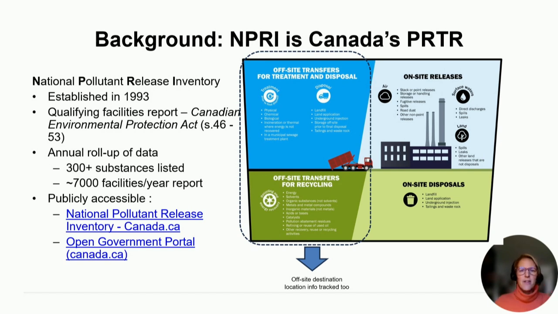The figure on the right here describes the categories of data that the NPRI collects, and I'll just draw your attention to the fact that NPRI also collects information on the offsite destination locations for transfers. So we can use that to see where waste is going. And of course, all the data is publicly accessible, and here are a few links.